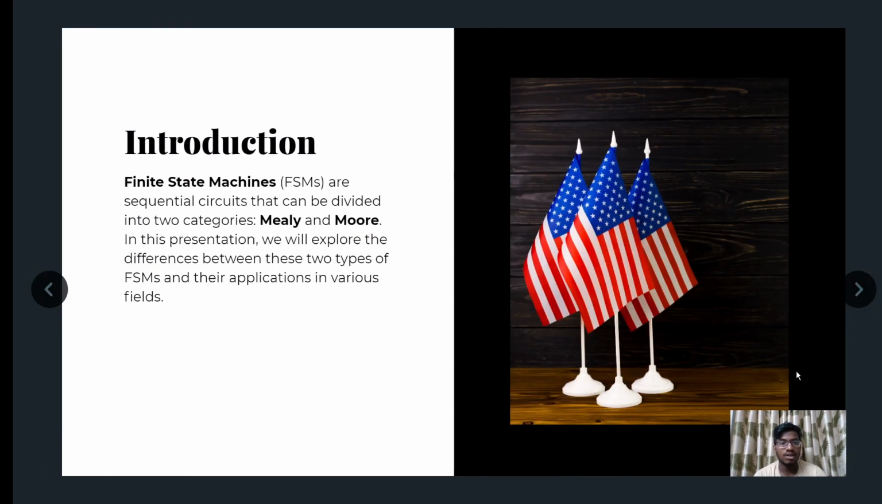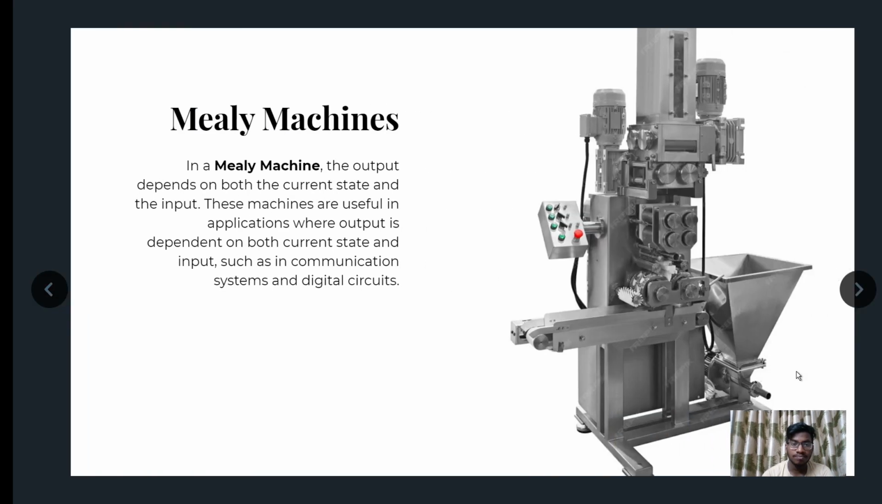So coming to the introduction, finite state machines are sequential circuits that can be divided into two categories. Generally, these finite state machines have output in them. Considering the finite state machines with output, there are two types. They are Mealy and Moore. In this presentation, we will explore the differences between the two types of FSMs and their applications in various fields.